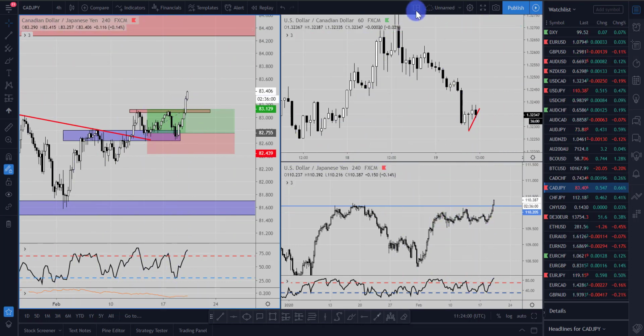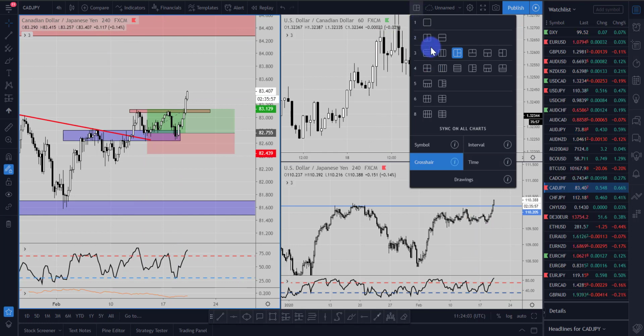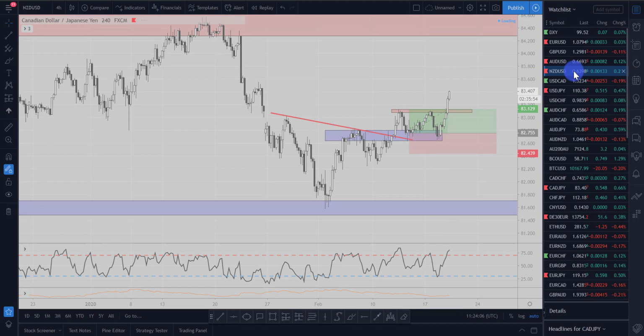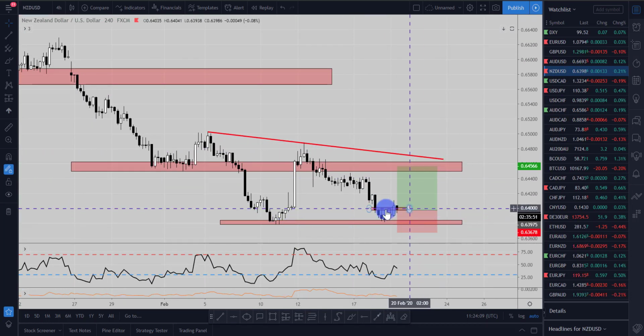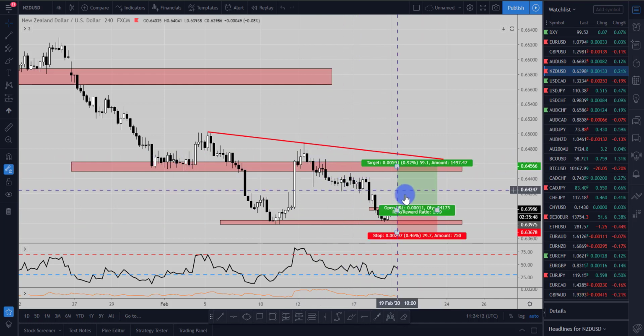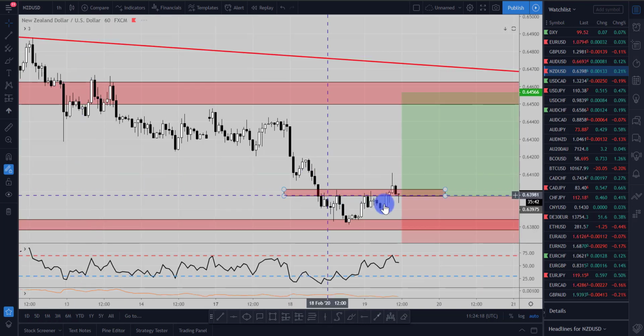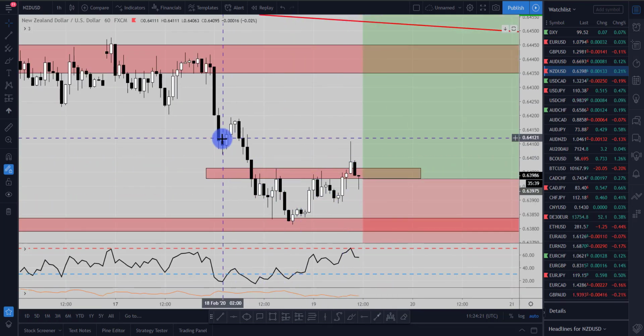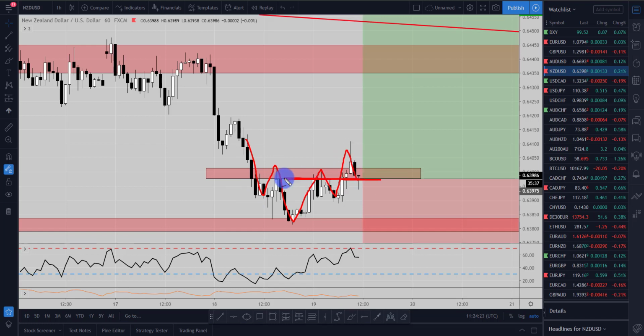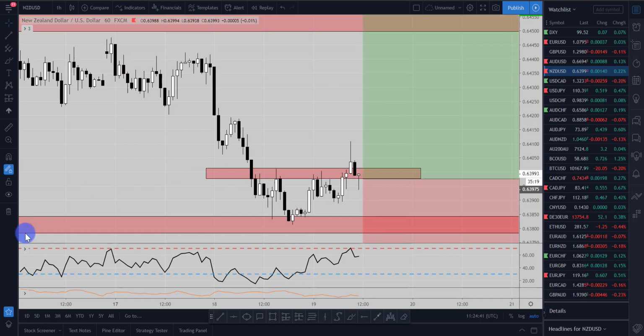Just to give an update on what I'm seeing across the board, in terms of Kiwi dollar, we were watching this before, looking for the reversal. We didn't get it. The market's come back down into this support level, and now we're starting to see a little bit of a bounce. At the moment, the market is forming an inverse head and shoulders pattern. You can see a nice inverse head and shoulders pattern here. We're currently testing the neckline, so if we get a nice bullish close here, then there could be an opportunity to take this market long towards these resistance levels above. So keep your eye on that as well.